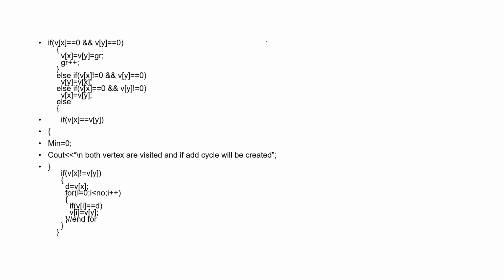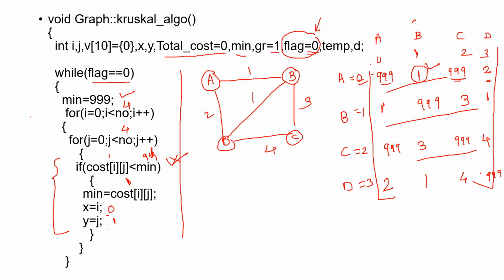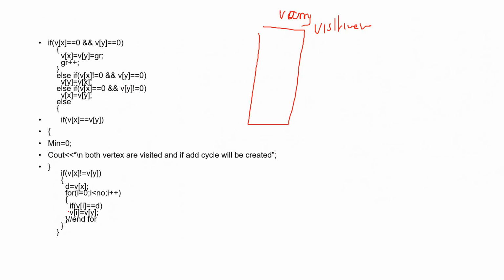Next I am creating one vertex array, the v array, which stores the visiting vertex. So when x value is 0 and y value is 1, v of 0 is equal to 0. Right now, initially we are going to initialize all these values to 0. Initially it means that we have not visited any vertex a, b, c, d; we have not visited even one vertex yet, that's why initially it is 0.